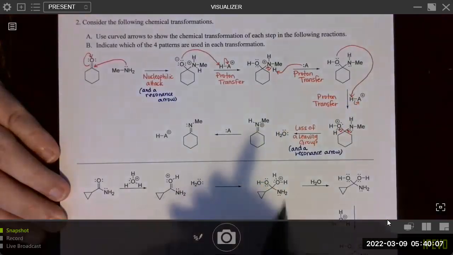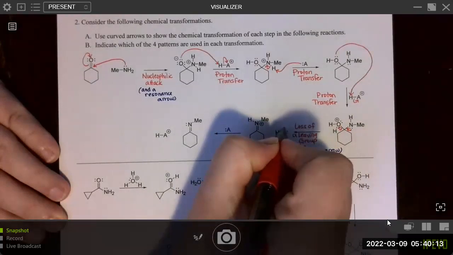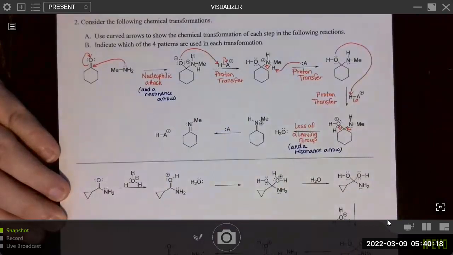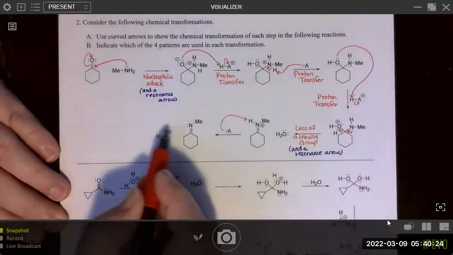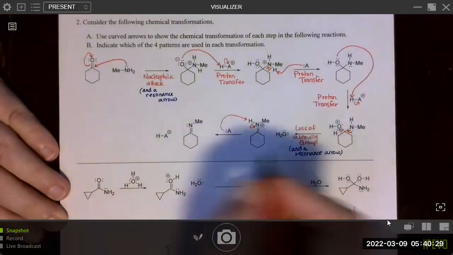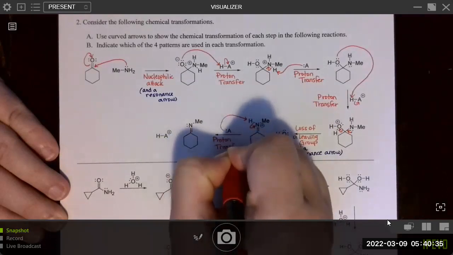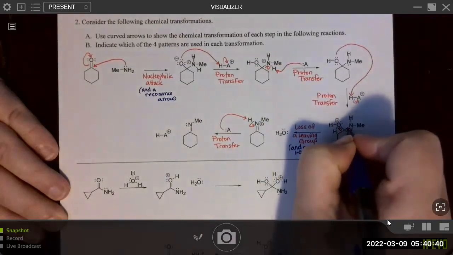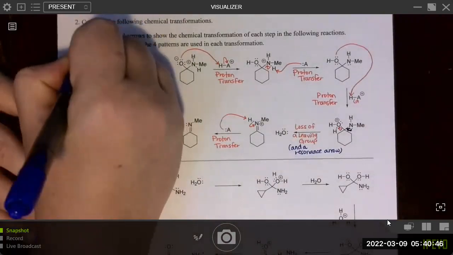Okay, and then lastly, looks like we are losing this proton. Water can act as a base and come in and take that proton, or they've actually drawn this sort of generic A base that we can use. So we see that it does pick up the proton to become the conjugate acid here. Right, so another proton transfer. Maybe I should have even made the resonance arrow blue, right? So it's really clear which one is the resonance arrow.